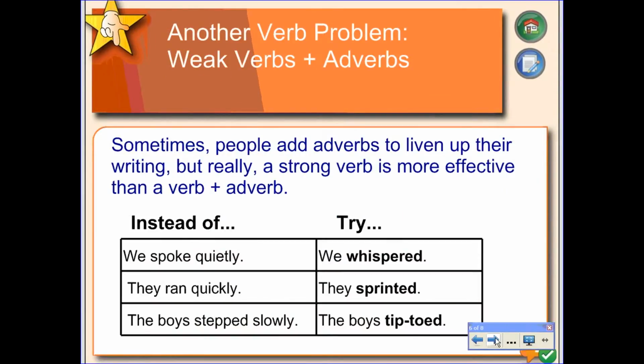Another problem that students sometimes have is when they take a weak verb and add an adverb. And so they might say, for example, over here, we spoke quietly. Well, again, there's probably a better way to say that. You take a strong verb and substitute in. Instead of we spoke quietly, say we whispered. Or they ran quickly. Again, it's okay, but much better: they sprinted. The boys stepped slowly. Well, stepping slowly, tiptoed is a much better image for your reader.